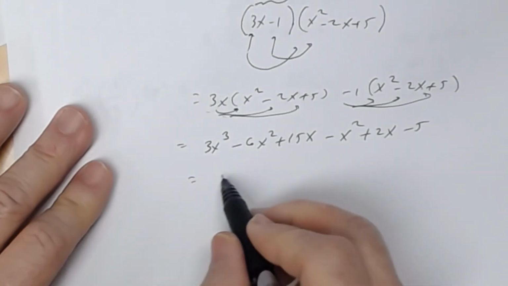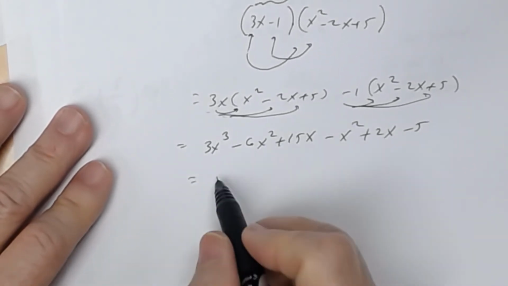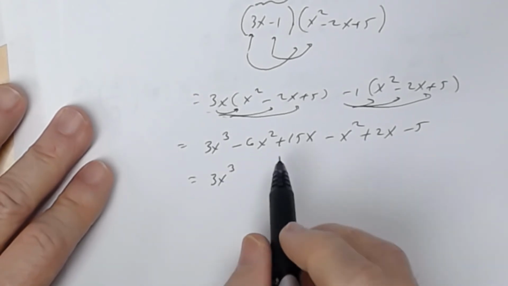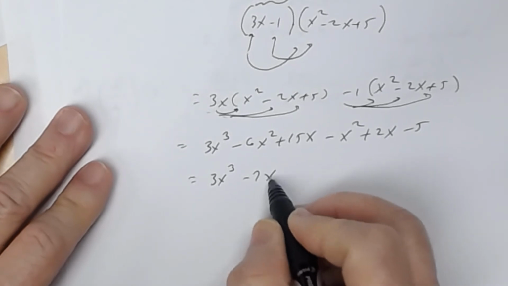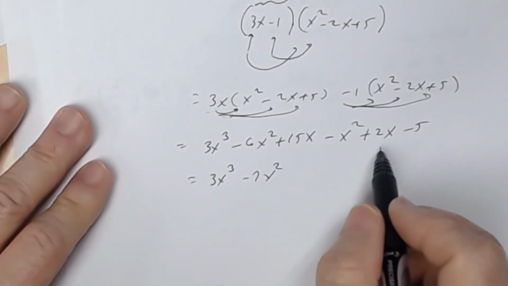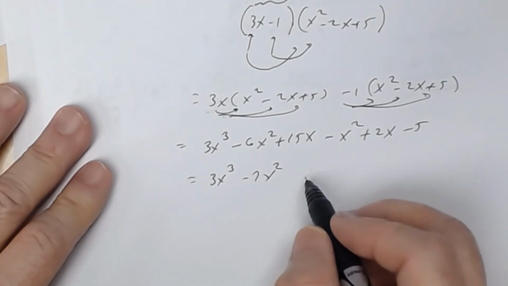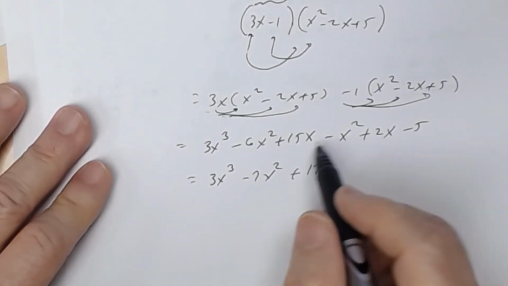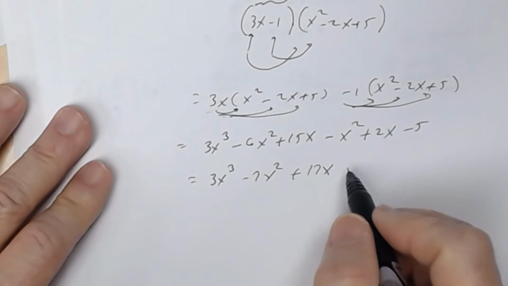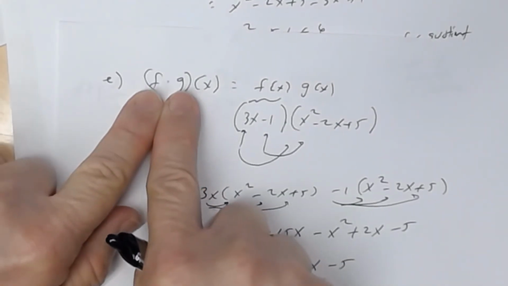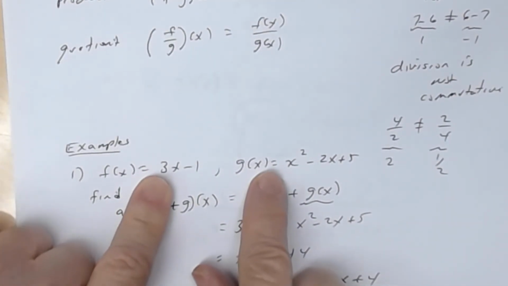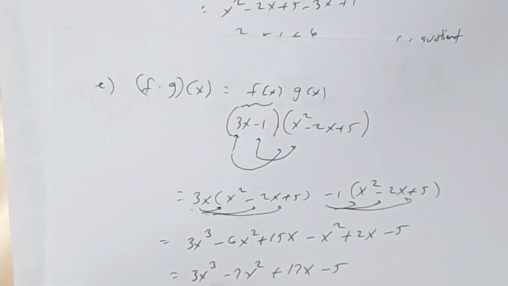And then I combine like terms. I get 3x cubed, and let's put it in descending order. A negative 6x squared and a negative x squared is a negative 7x squared. 15x and a positive 2x is a positive 17x. And that's the only constant, so I have minus 5. Okay, so my new function is this. So I put those two functions together by multiplying, and I got a new function, and that's this.